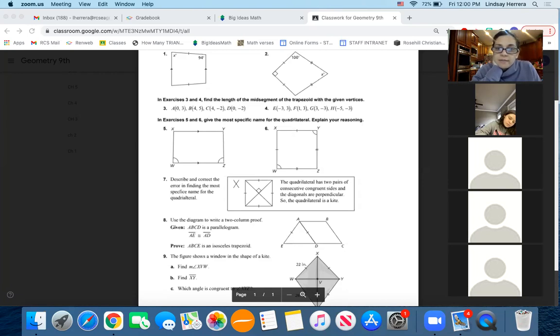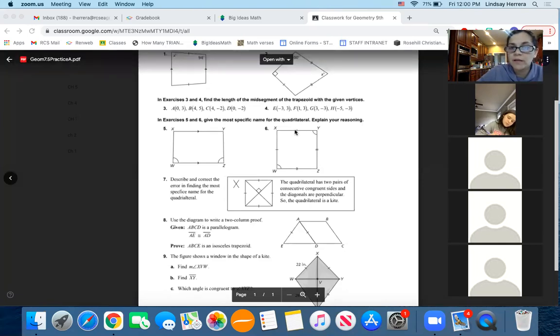On 6, we have consecutive sides marked congruent, right here and right here. Congruent, congruent, and congruent, congruent. And we have one set of opposite sides congruent. So this one is actually a kite.